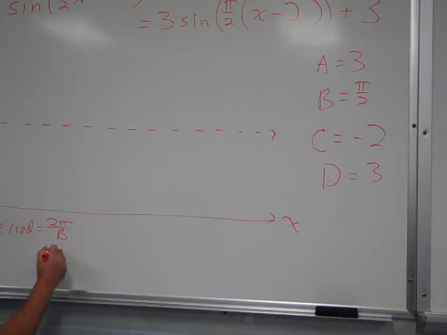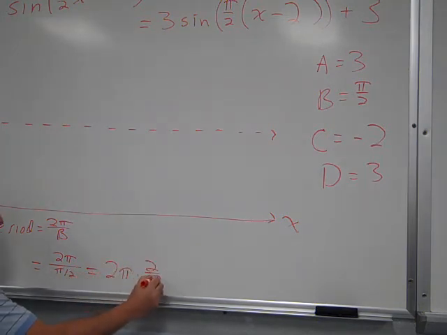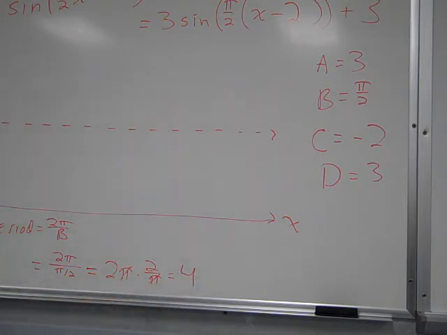But this one, the period is going to be 2 pi divided by pi over 2. When you're dividing by a fraction, that's the same as multiplying by the reciprocal. So this equals 2 pi times 2 over pi. The pi's cancel. What are we left with? 4. So this sine wave is going to finish its business in a total of 4 units.